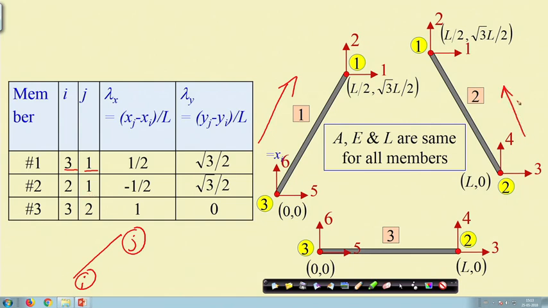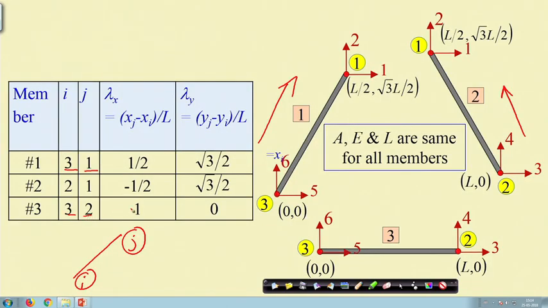I am saying we move from this to this because of the definition of i and j. I could have taken i as this and j as this for this member, but whatever i and j we take, we need to compute the angle accordingly. Similarly for this member, i is 3 and j is 2. Now lambda x and lambda y, which are cos theta and sin theta, become different for different i and j. If I take i as this and j as this, the only difference will be the sign of these values. So we have that flexibility. But as far as the numbering is concerned, it is a three member truss with only three nodes, so the numbering is very straightforward.